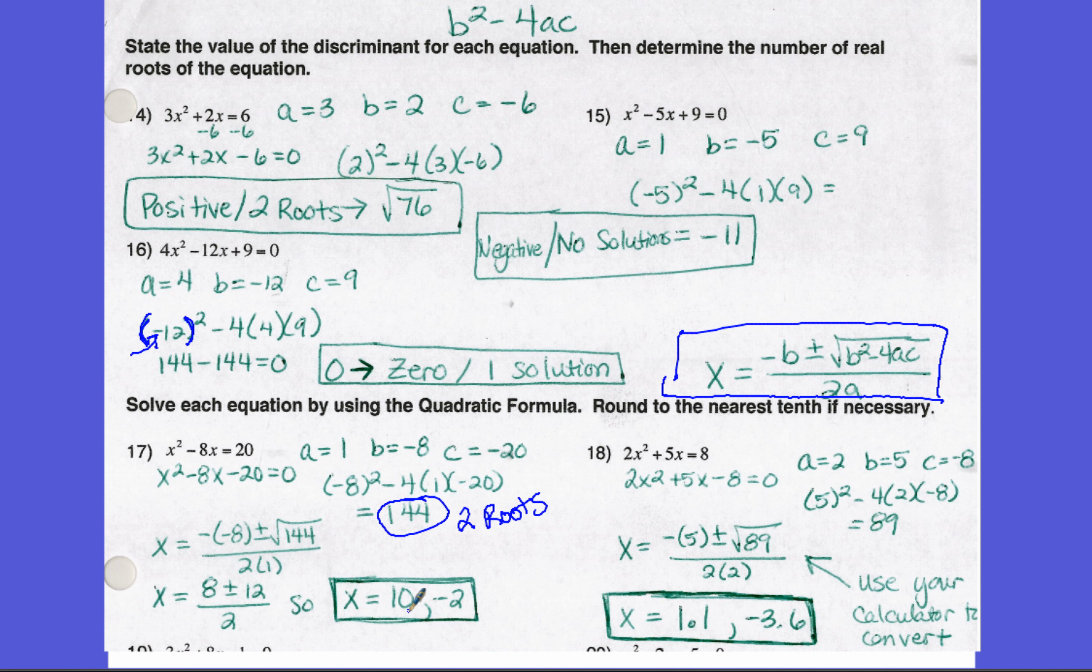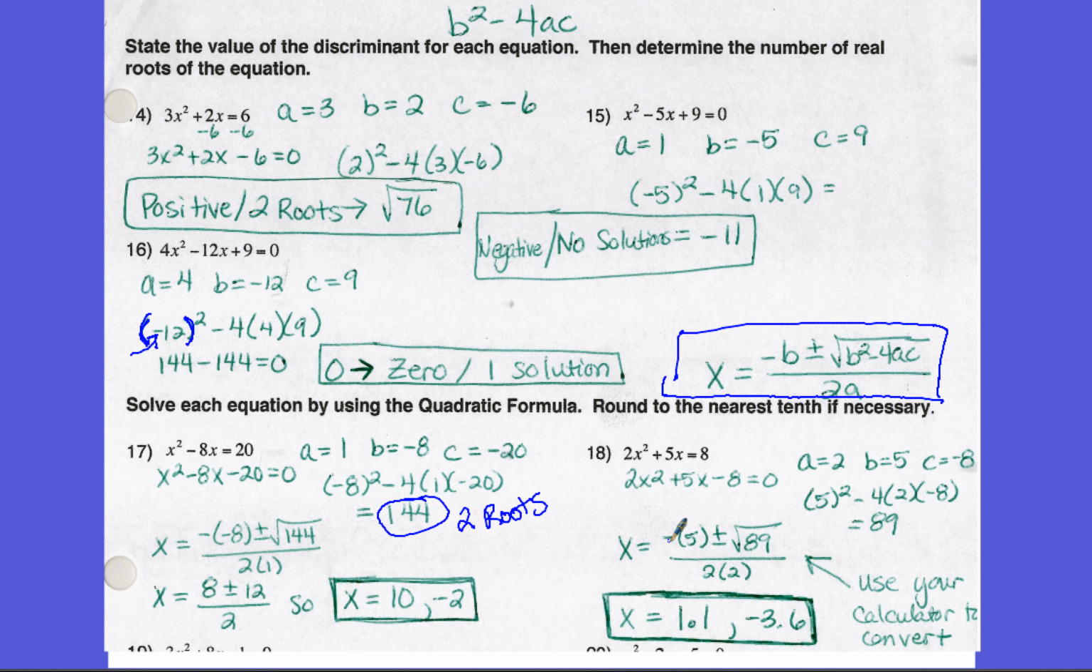And again, if you wanted to check, plug it back into the original equation. If they both give you true statements, then you know you have the correct answers. Number 18, same thing. We need to make it equal to 0. A is 2, B is 5, C is negative 8. When I plug it into the discriminant, I get 89, so I know I'm going to get 2 roots.